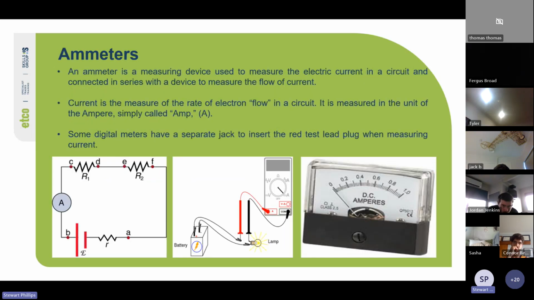And then you've got ammeters. An ammeter is a measuring device used to measure the electric current in a circuit and connected in series with a device to measure the flow of current. Current is the measure of the rate of electron flow in a circuit. It is measured in the unit of the ampere, simply amp. Some digital meters have a separate jack to insert the red test plug when measuring current. So a lot of them will have one for current, one common, and then you'll have another one for your voltage and your resistance.